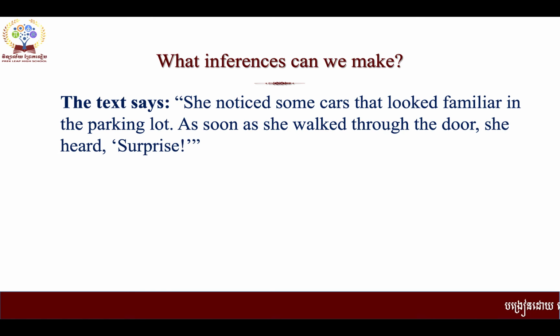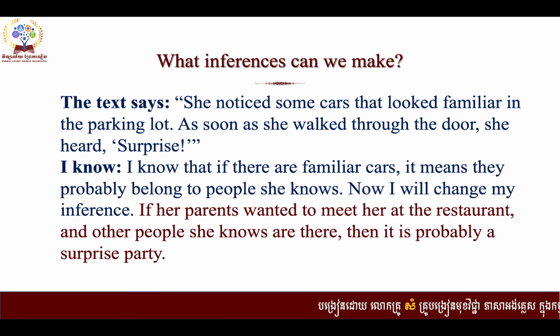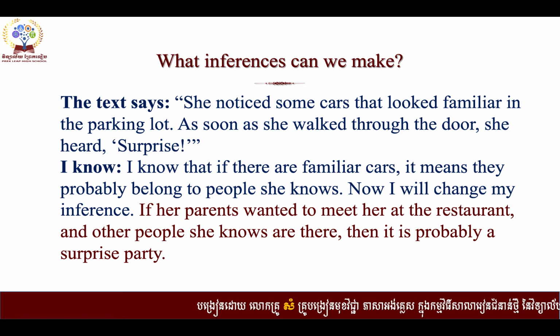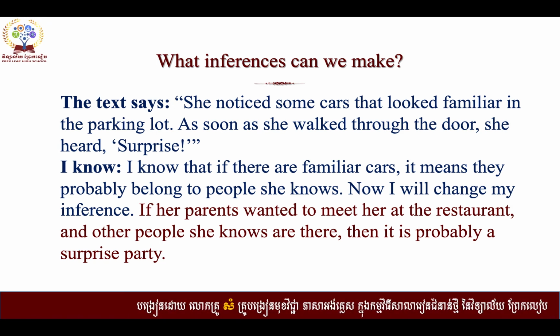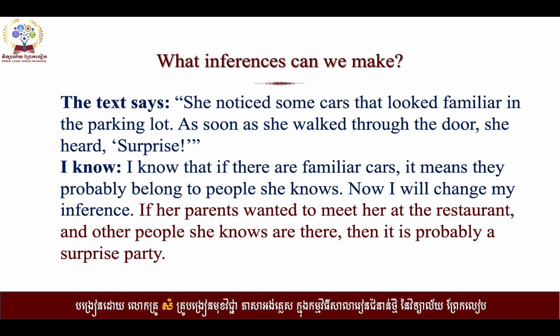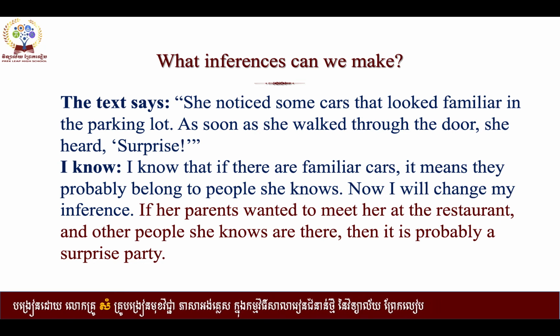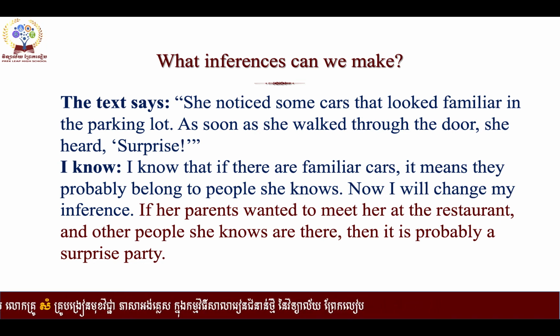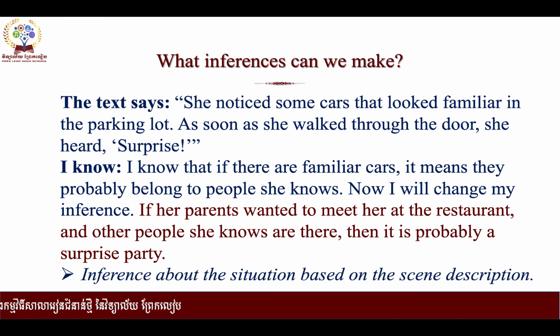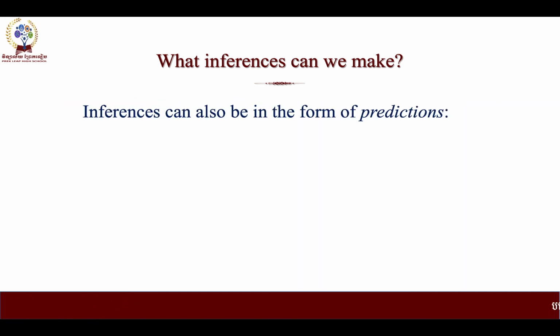Finally, the text says, she noticed some cars looked familiar in the parking lot. As soon as she walked through the door, she heard, "Surprise!" And so I know that if there are familiar cars or cars that we recognize, it means that they probably belong to people we know, right? And so now I'll probably change my inference and I'll say, if her parents wanted to meet her at the restaurant and other people she knows are there, then it's probably a surprise party for her, right? And this is an inference about the situation based on the description of the scene.